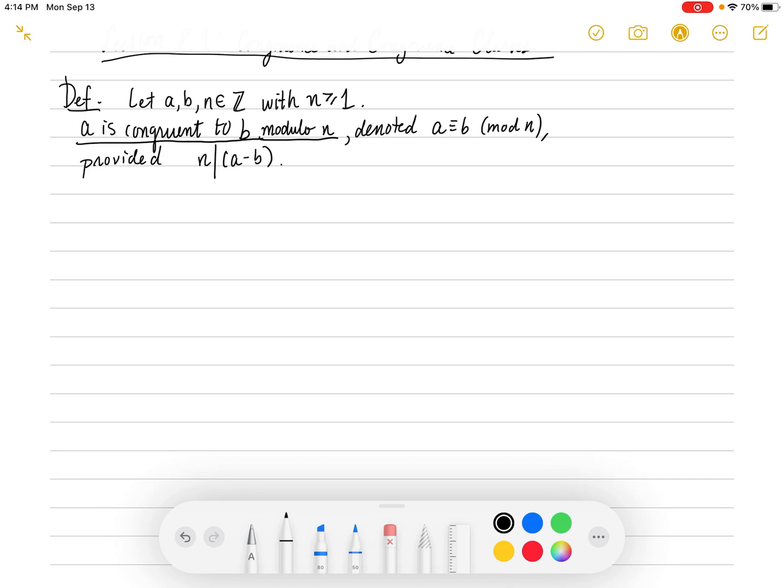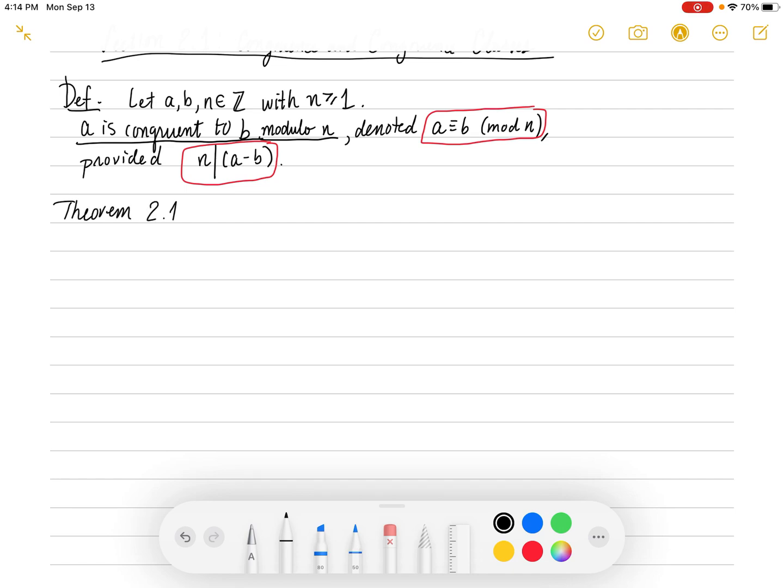So that's our initial definition, and this definition is going to show up over and over and over again. So as soon as we see a is congruent to b mod n, we should be thinking, okay, n divides a minus b, and that's going to be key. That definition is going to be key to proving a lot of our statements regarding congruence mod n. So let's start with our first big theorem in this section.